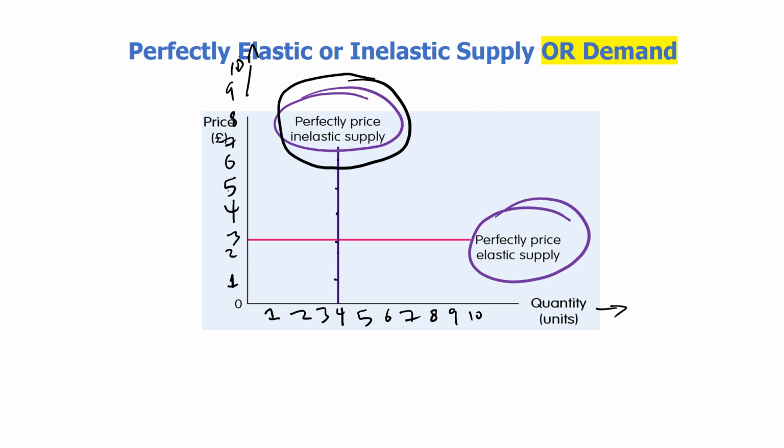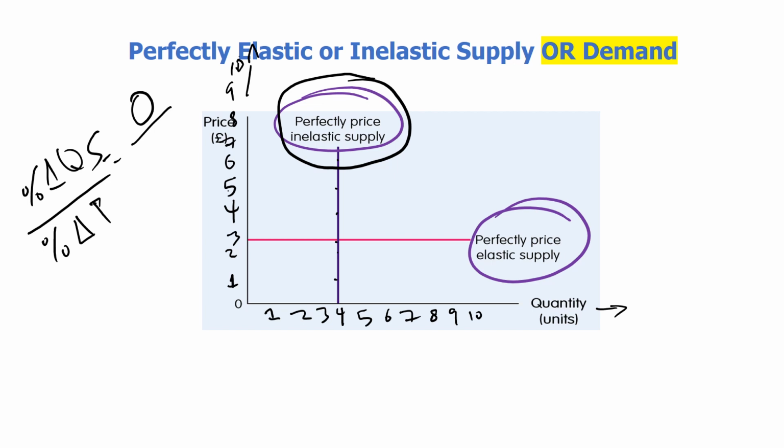This is a perfectly price inelastic supply. Supply isn't reacting at all to changes in price. So our price elasticity of supply in this instance will be 0. So remember, price elasticity is the percentage change in quantity supplied over the percentage change in price. There will be no change in quantity supplied. Percentage change in quantity supplied will be 0. Price can rise by as much as it wants. Even if we have a 100% increase in price, we will still have 0. So there you have a perfectly price inelastic supply.